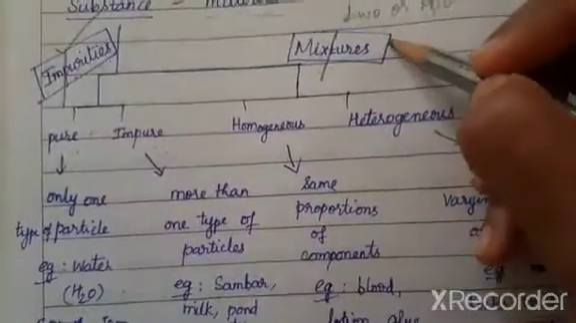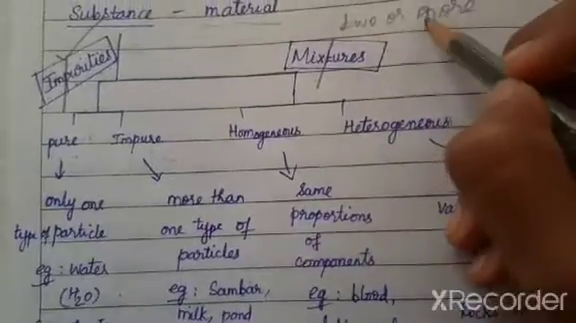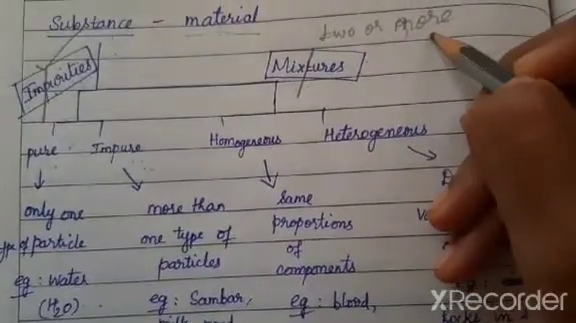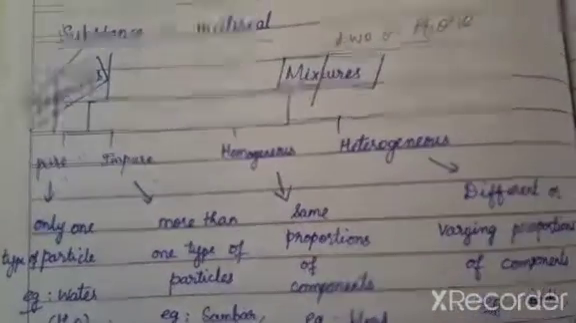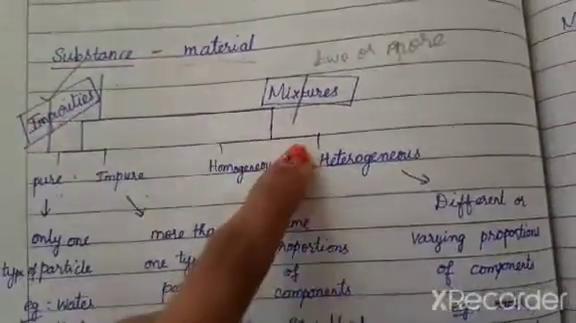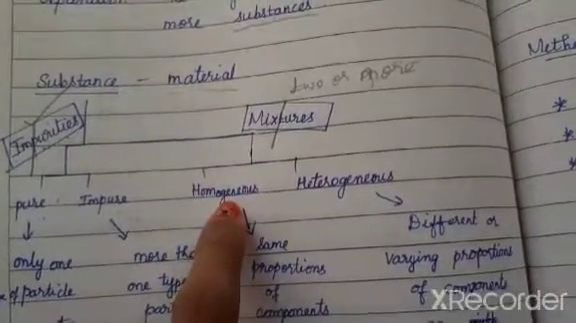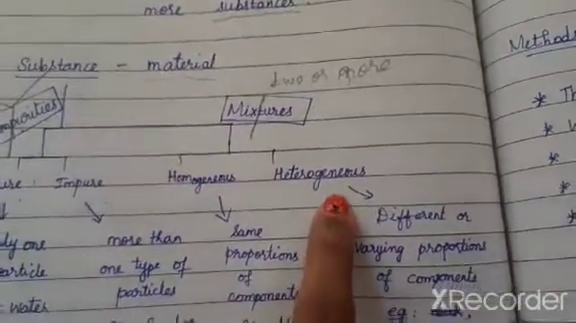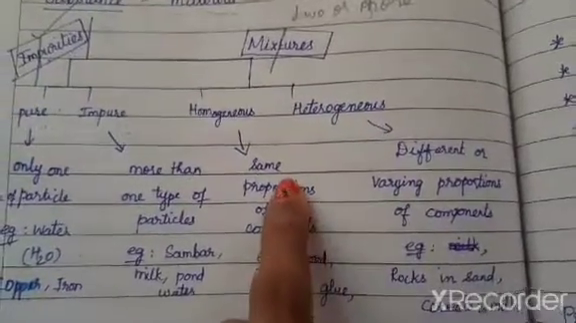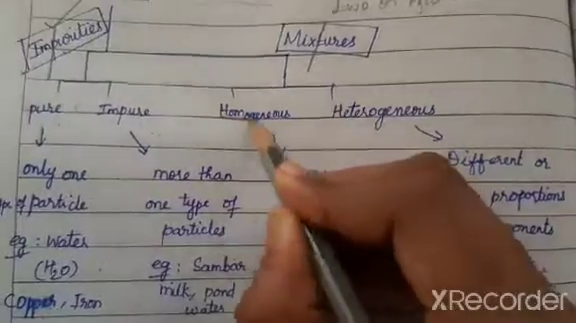The next classification is based on the mixtures. We saw that mixtures means they are present as two or more substances mingled together. Based on the mixtures, I am classifying the substance as homogeneous substances and heterogeneous substances. Homogeneous substances, the name itself tells you. Homo means it is always the same.